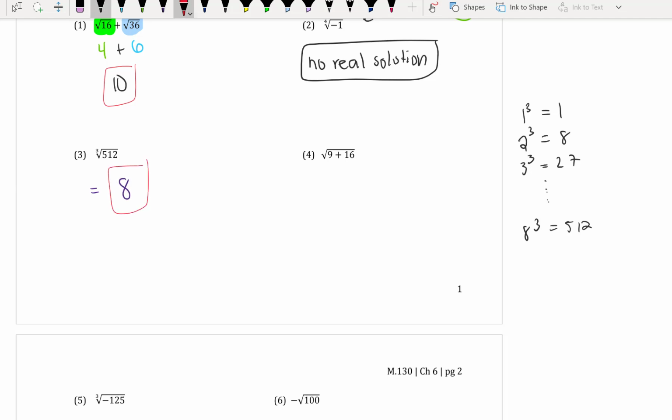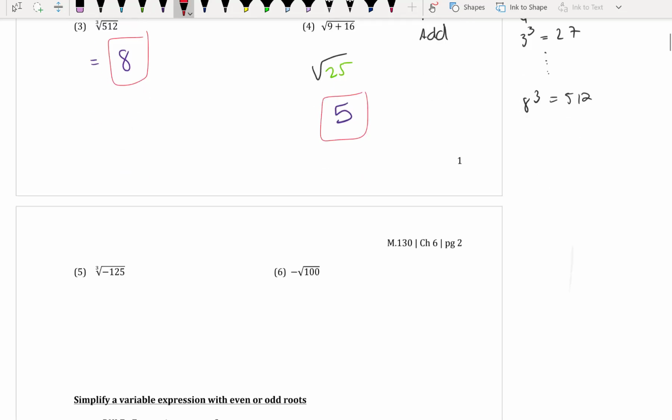Okay? For number 4, we have to remember our order of operations. So we are going to have to add before we do anything else. So 9 plus 16, when I add those two numbers together, gives me 25. And the square root of 25 is just equal to a plain old 5, okay?